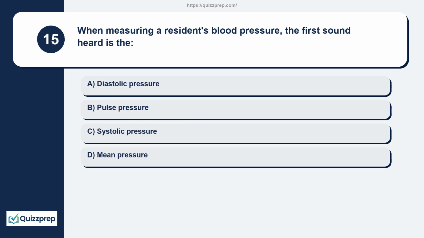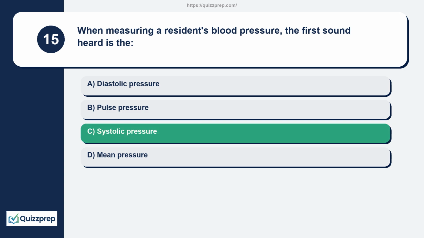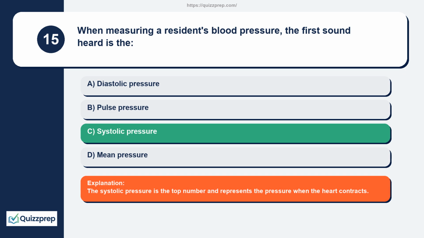Question 15. When measuring a resident's blood pressure, the first sound heard is the diastolic pressure, pulse pressure, systolic pressure, mean pressure. The systolic pressure is the top number and represents the pressure when the heart contracts.